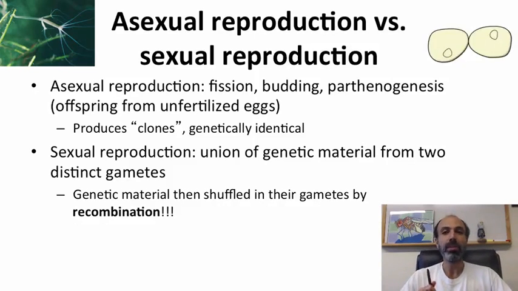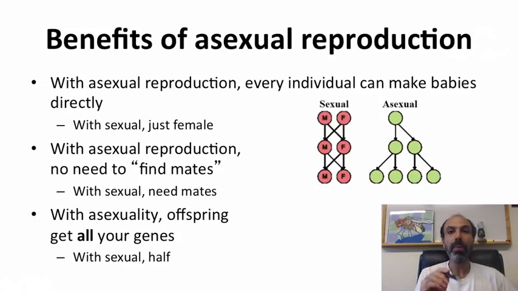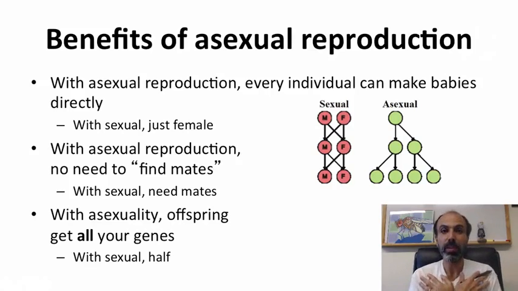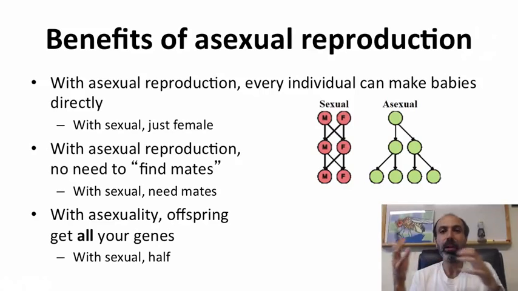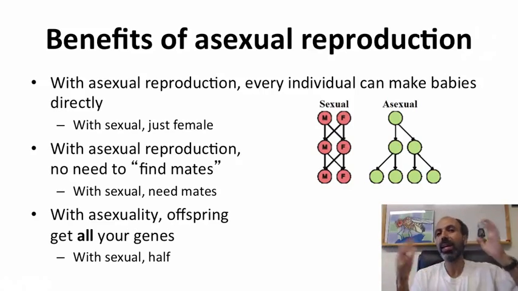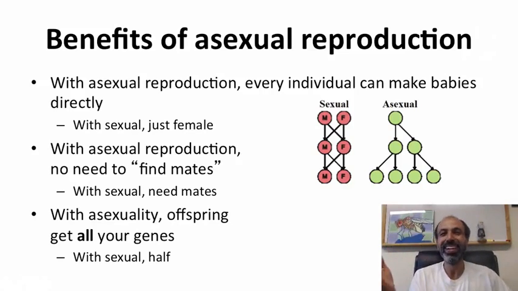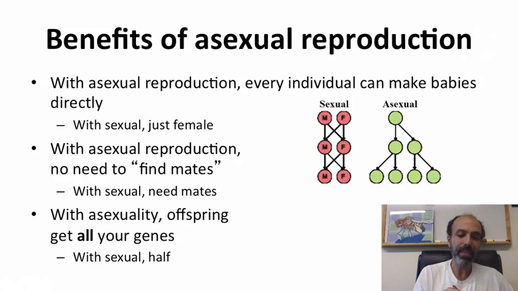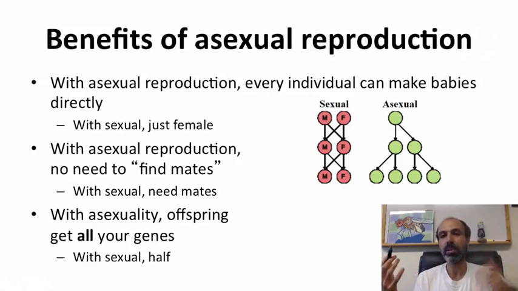Now, you may not know this, but there are several benefits to asexual reproduction. Well, first, with asexual reproduction, every individual can make babies directly. So, in contrast with sexual reproduction, as we humans do, if you're a male, you need to find a female in order to produce offspring. With asexual reproduction, anybody can just bud off a baby. So, this is potentially a good thing. Similarly, with asexual reproduction, you don't need to go out and find mates. This is something that sometimes involves a lot of energy. You sometimes have to have characteristics that may actually be maladaptive in general, but are good for attracting mates. So this is actually a big advantage to asexual reproduction.